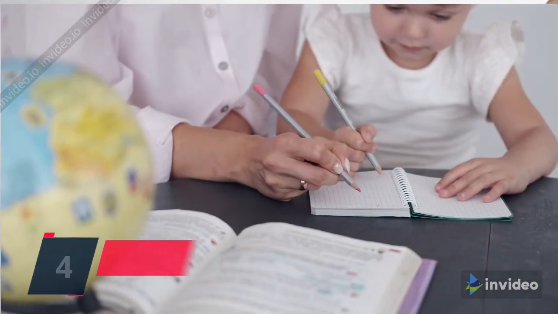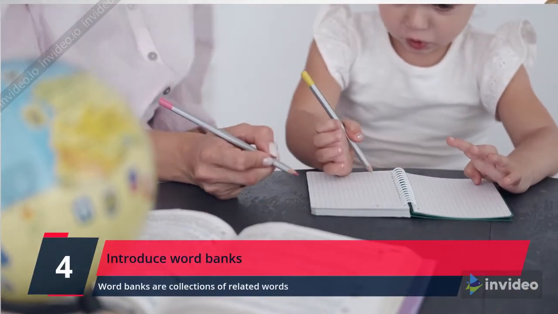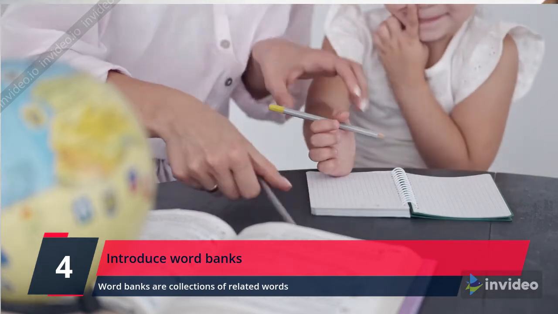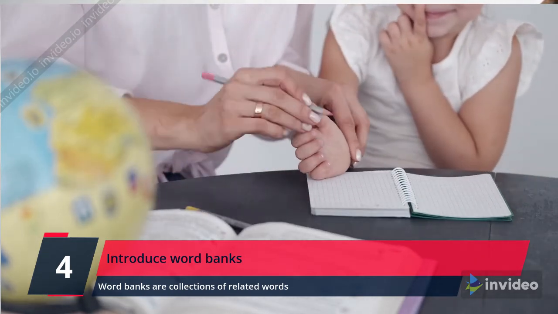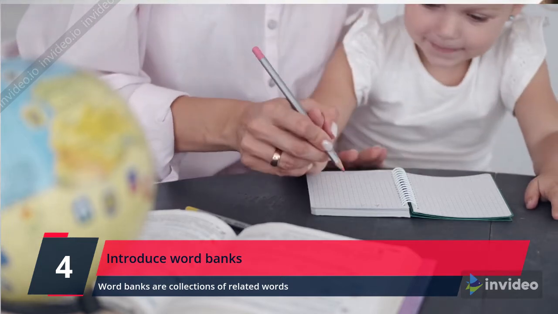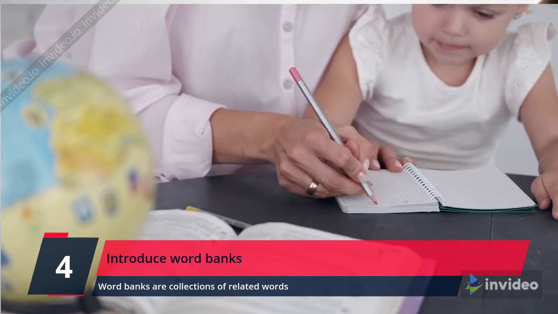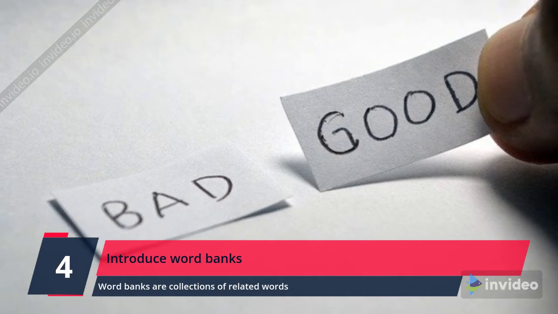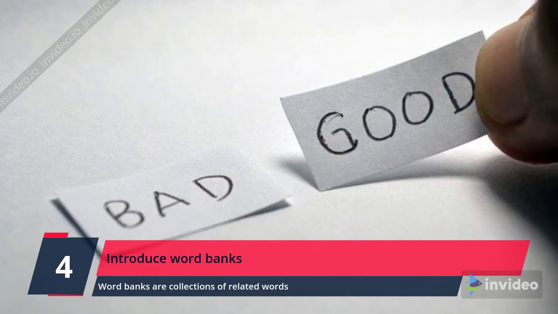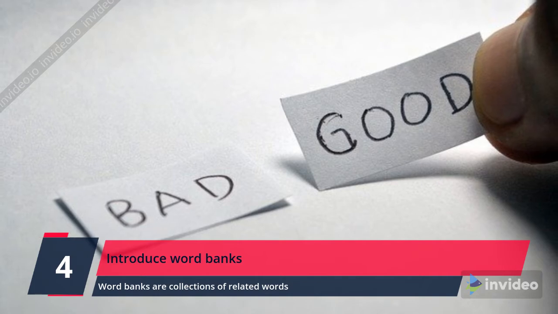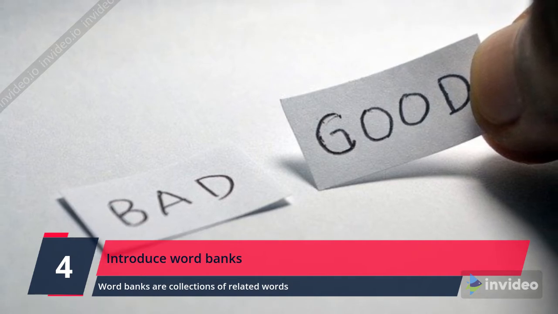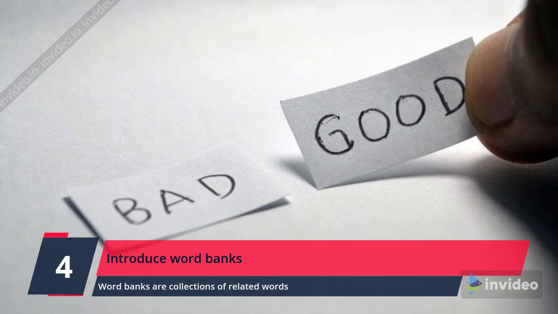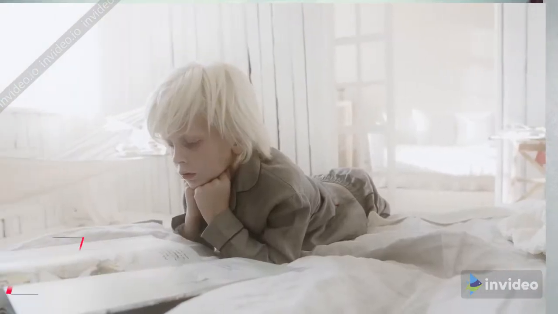Tips number 4, introduce word banks. Word banks are collections of related words, for example, adjectives, alternatives to said, or nature words. You'll find lots of word banks online, or you and your child could make your own using a notebook with a page per word group, adding new words as you find them. Your child can have word banks on hand when they're writing to help them find new and more interesting words.